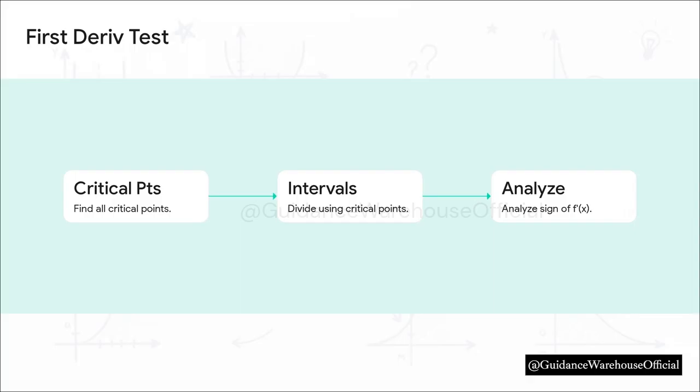Now that we've got a handle on critical points, let's look at the primary tool for actually proving we have a maximum or minimum. The first derivative test boils down to 3 super logical steps. Step 1, locate those flat spots, your critical points. Step 2, use those points to slice your graph's domain up into zones or subintervals. And step 3, pick a test number in each zone and plug it into the first derivative to check if the slope there is positive, meaning the graph is going up, or negative, meaning it's going down.